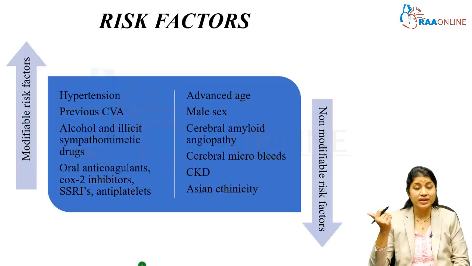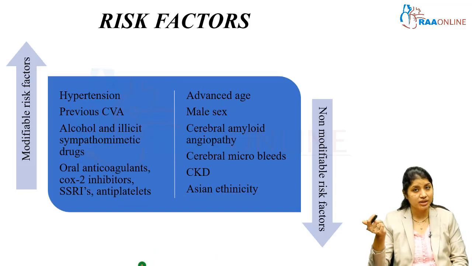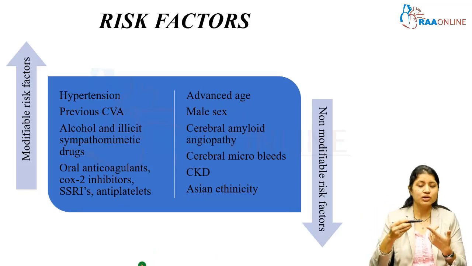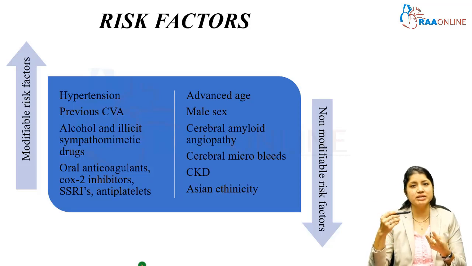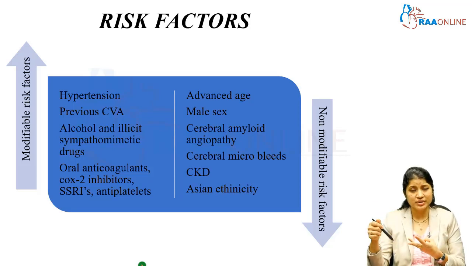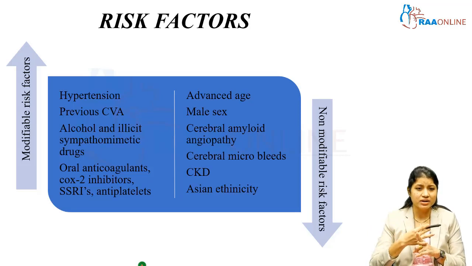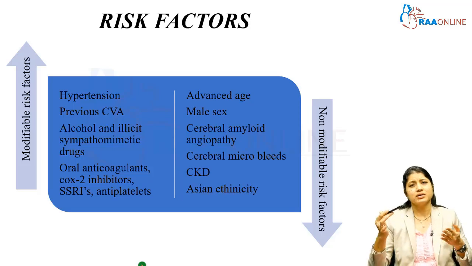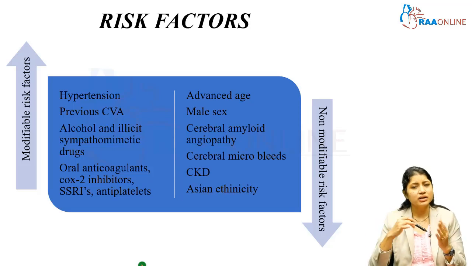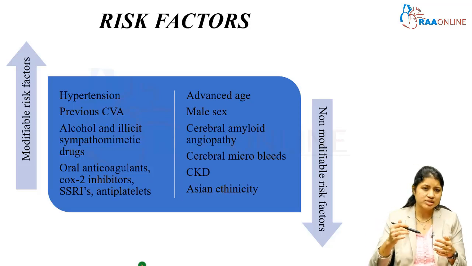So what are the risk factors for formation of intracerebral hemorrhage? It is more or less the same as we saw for stroke. It is usually comorbidities like hypertension, diabetes, poorly controlled diabetic status, or hyperlipidemia, or alcohol abuse, smoking, some illicit drug abuse, CKD and other things. So here also the risk factors are more or less the same.